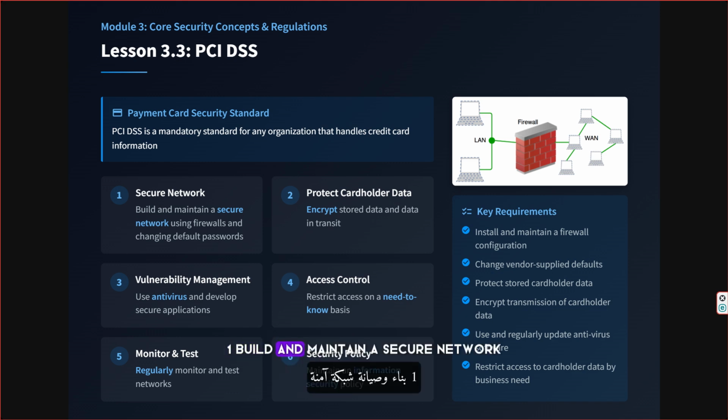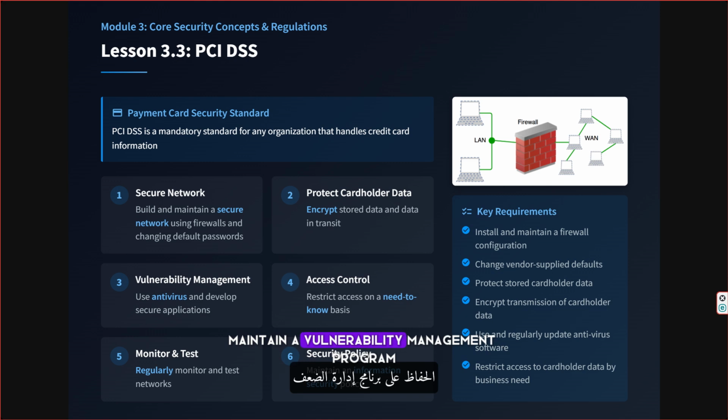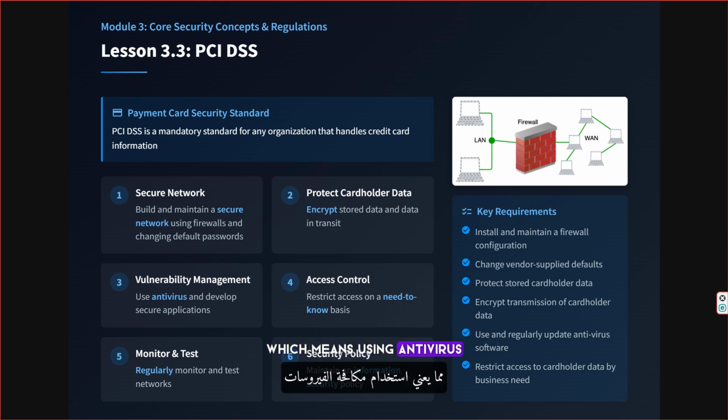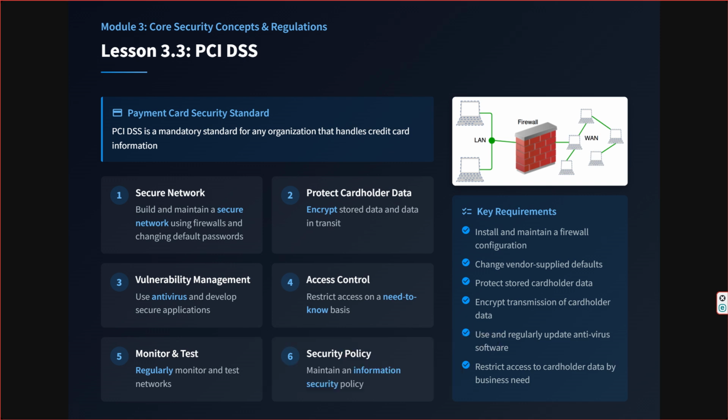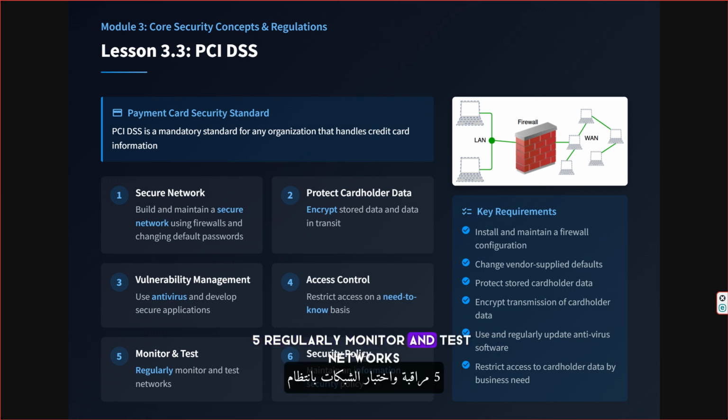1. Build and maintain a secure network. This means using firewalls and changing default passwords. 2. Protect cardholder data, which requires encrypting stored data and data in transit. 3. Maintain a vulnerability management program, which means using antivirus and developing secure applications. 4. Implement strong access control measures, restricting access on a need-to-know basis. 5. Regularly monitor and test networks. And 6. Maintain an information security policy.